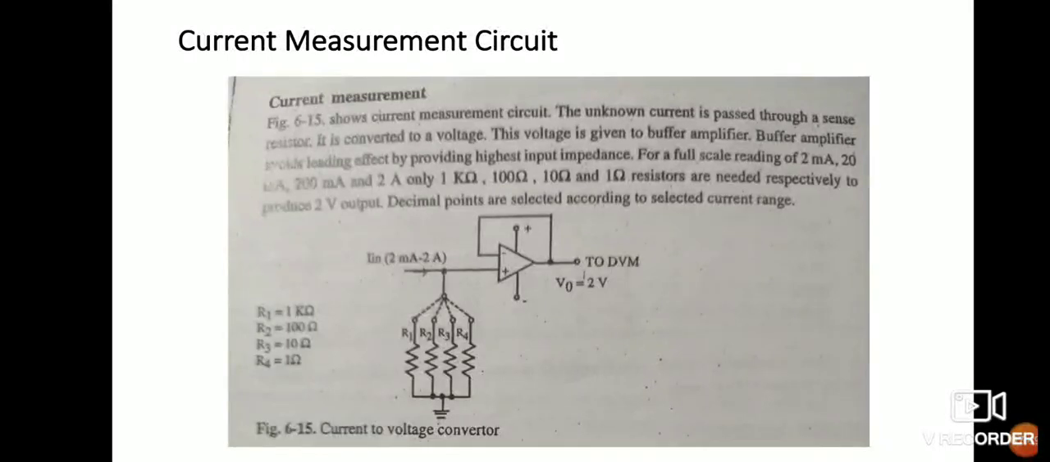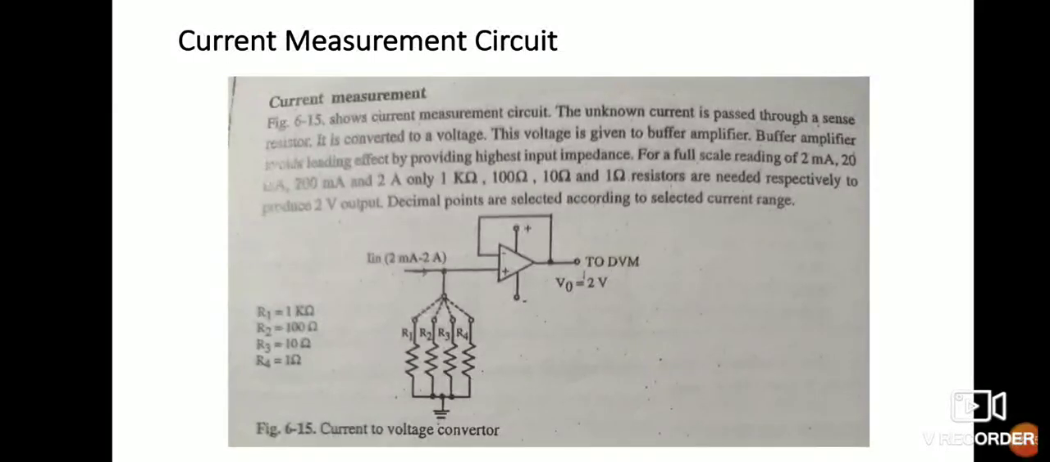Suppose we want to keep the 2 volt output, whatever may be the input. So according to the input current, the resistor value will be changed. R1, R2, R3, R4 are connected in parallel here. All are shown dotted, which means at one time only one resistor is connected. R1 is 1K, R2 is 100, R3 is 10 ohm and R4 is 1 ohm. So it will act as a voltage to current converter.